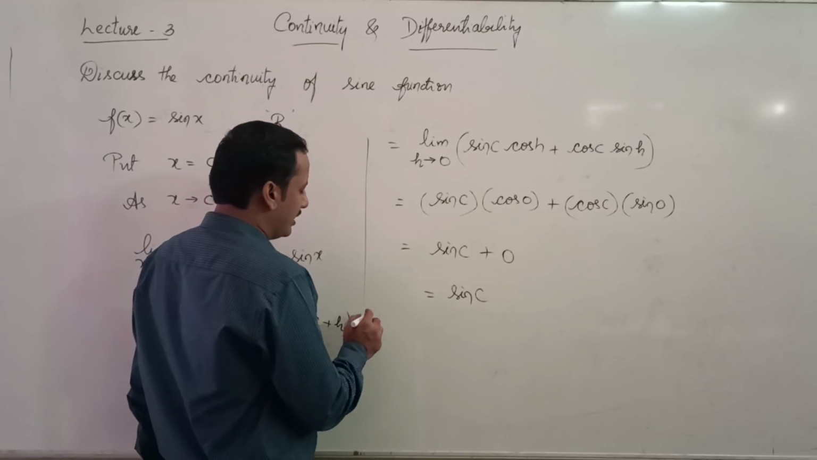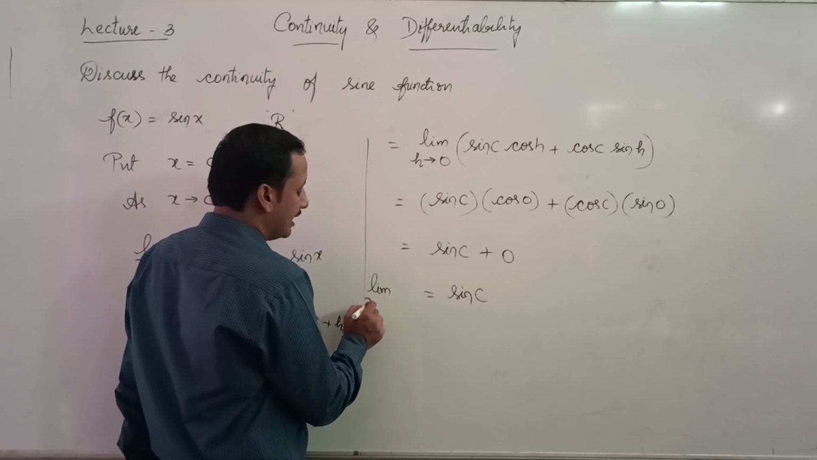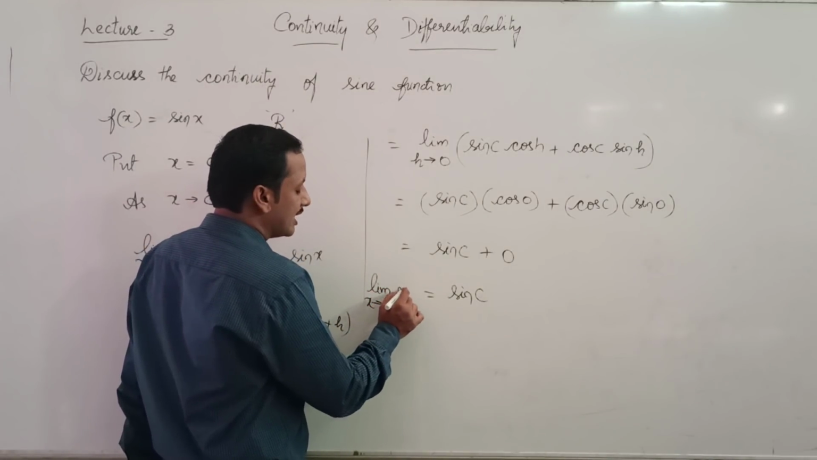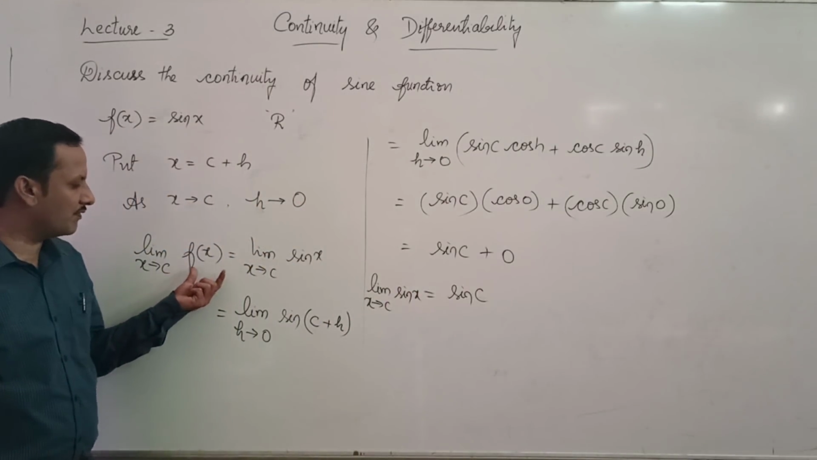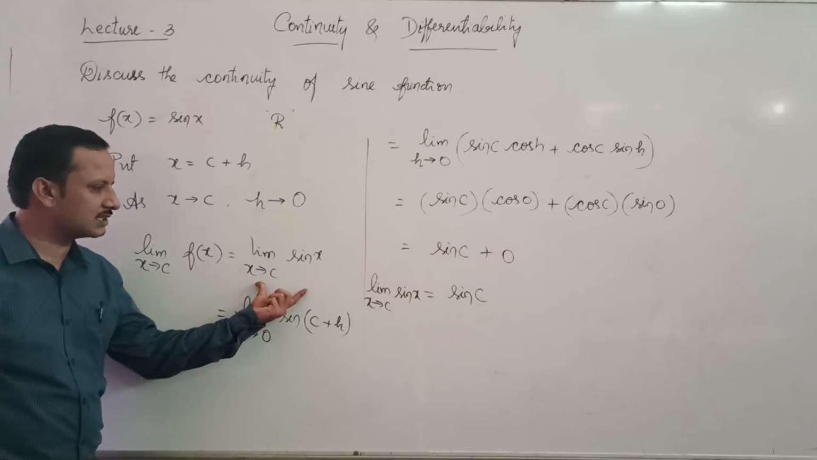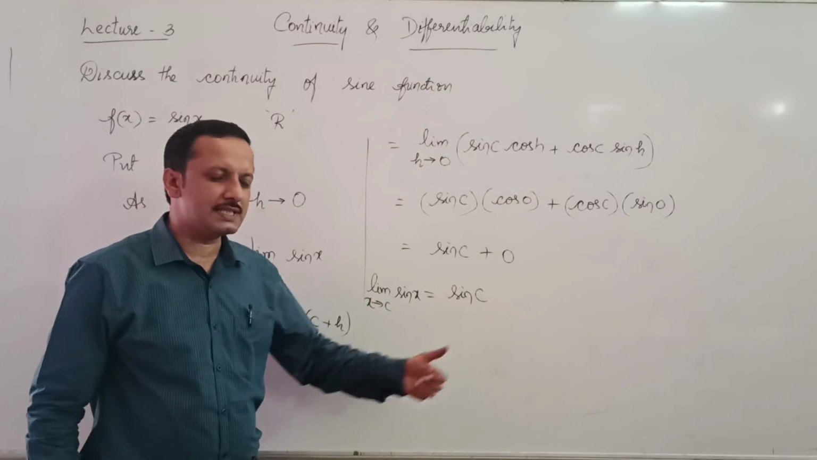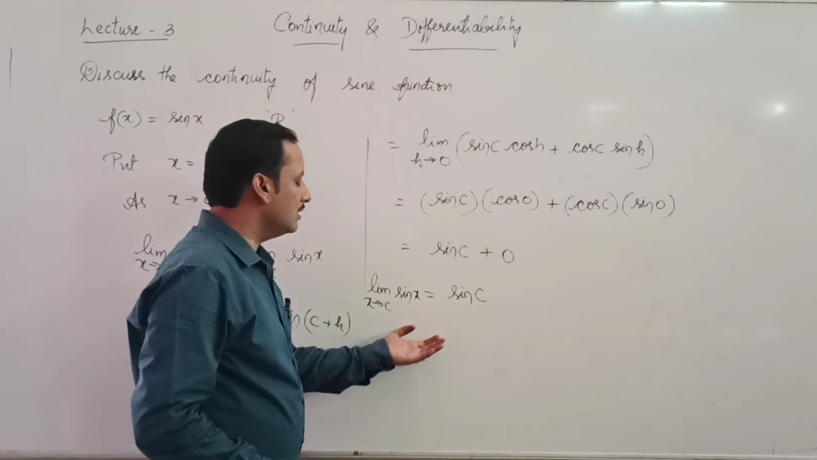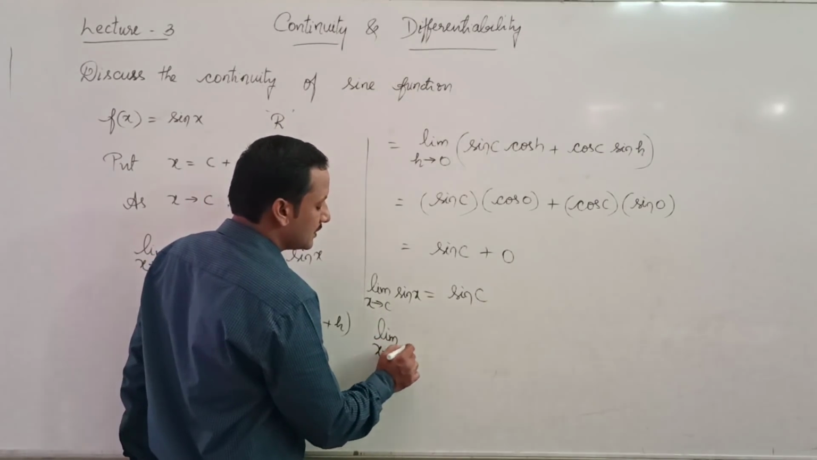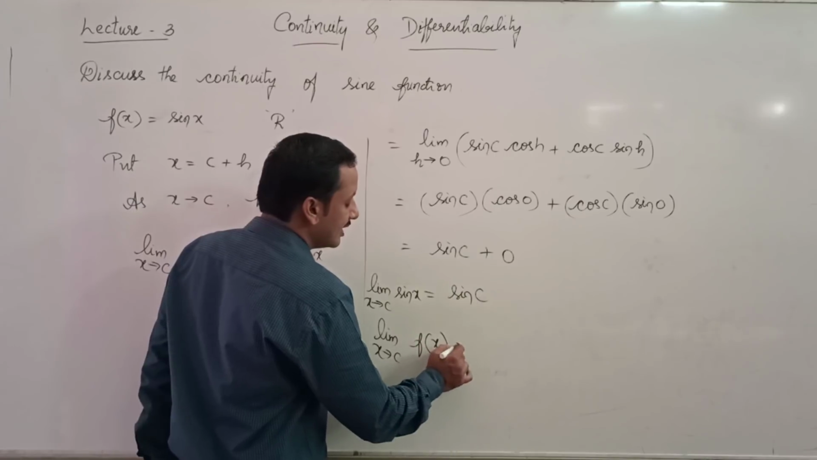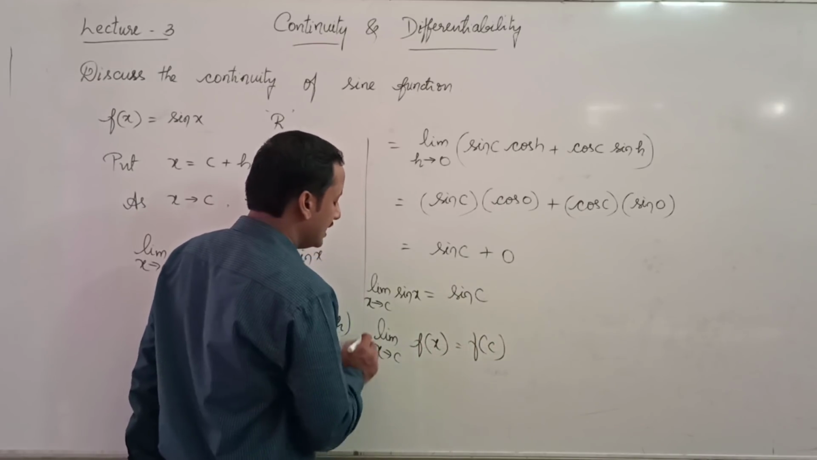So what we have proved here is that limit x tends to c of sin x. On the LHS we have limit x tends to c of f of x. In other words, limit x tends to c of sin x is equal to sin c. Therefore, I will write one more step here: limit x tends to c of f of x is equal to f of c.